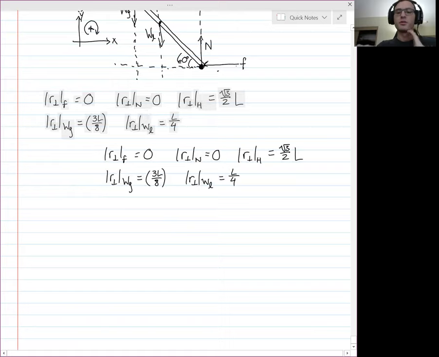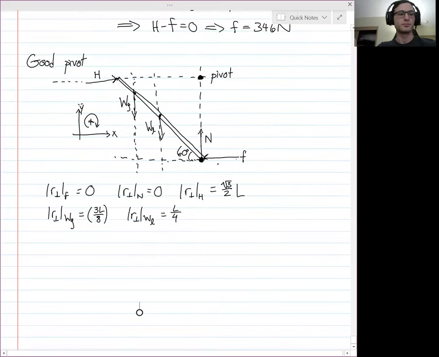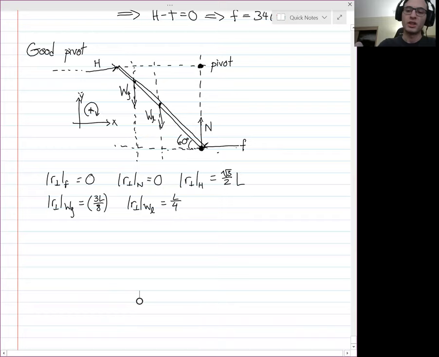So the friction force has a moment arm that's that long. So what is that? That is again the sine of 60 degrees, so it's root 3 L over 2. The normal force has a moment arm of 0 still, and the reason for that is because the extended force line passes through the pivot point. The horizontal force has a moment arm of 0 as well.